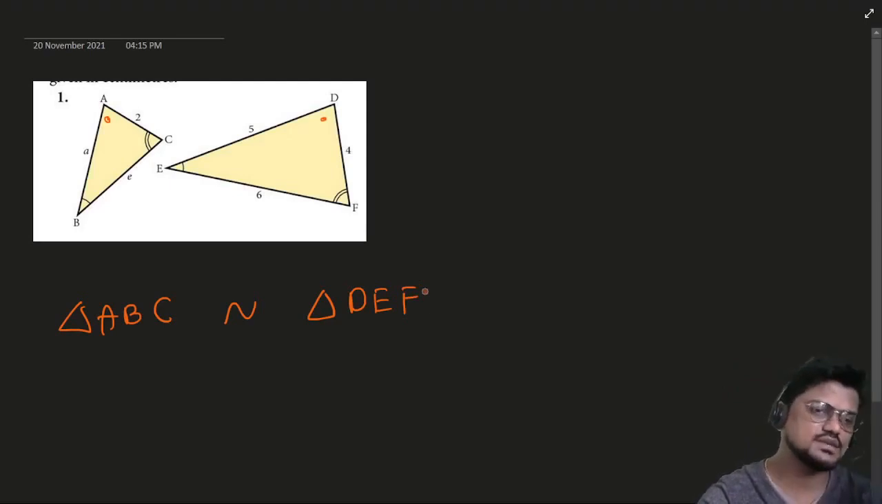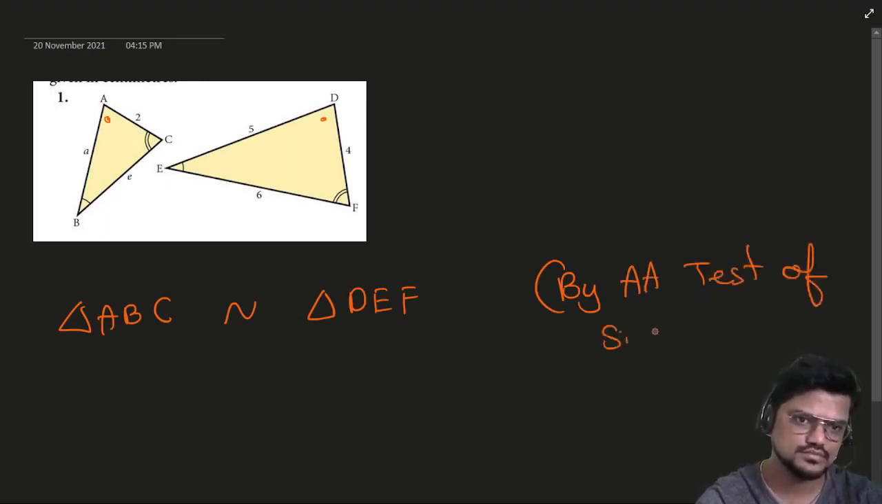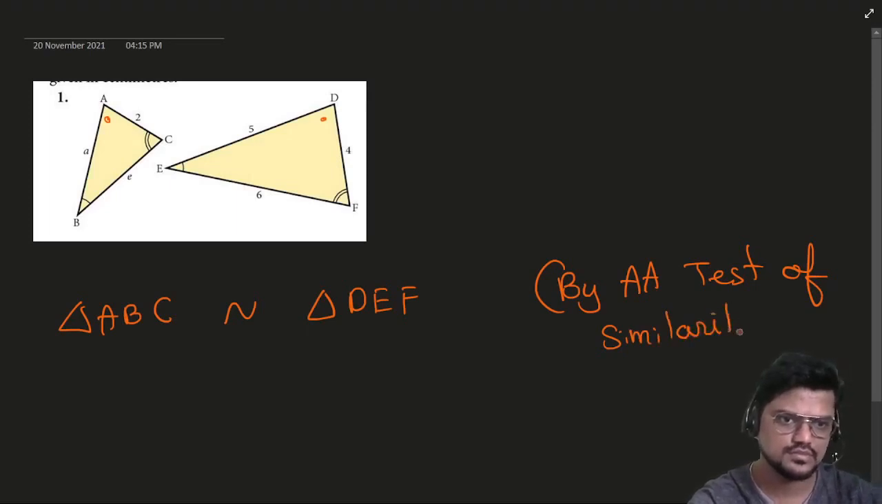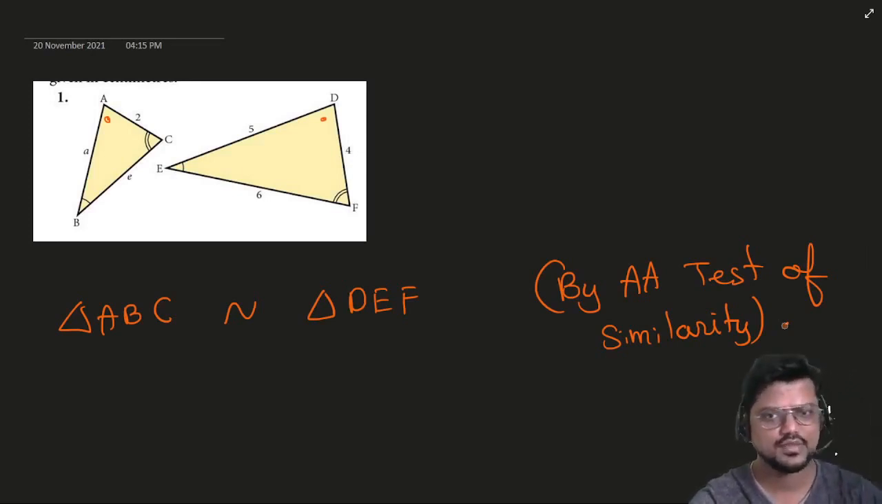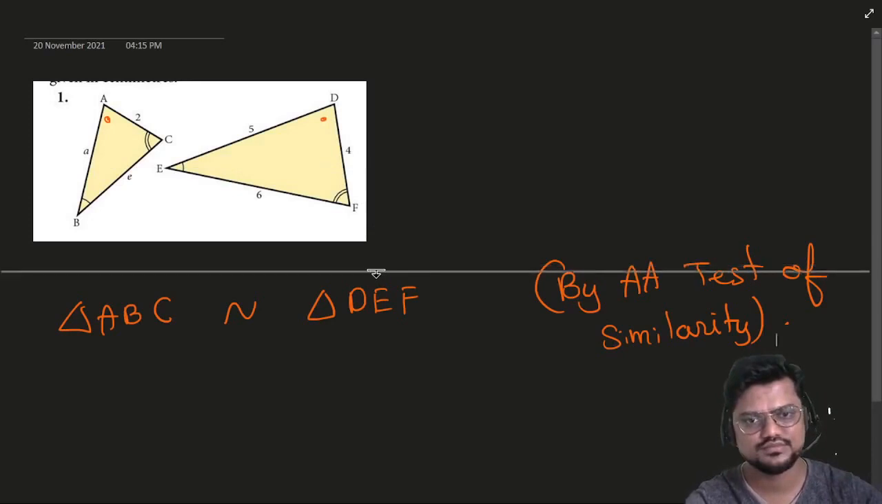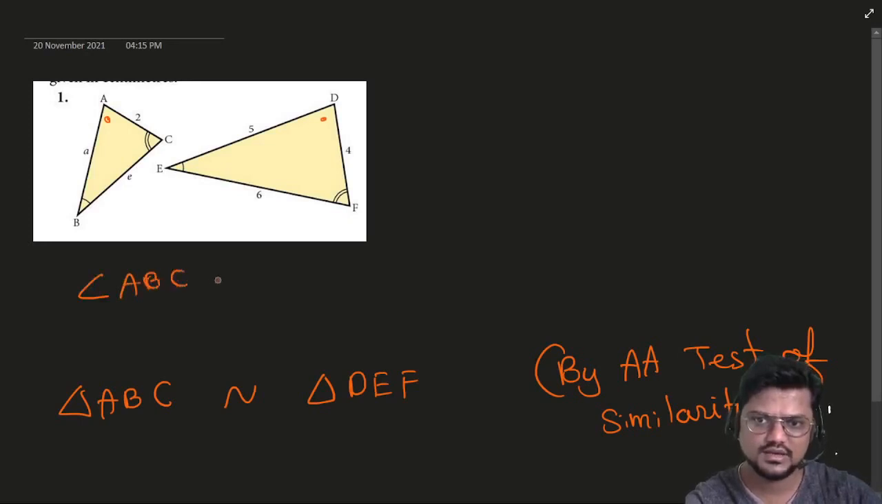The two triangles are similar by what? By the AA test of similarity, the angle test of similarity. Yeah, angle test. Why? Because if two angles are equal, we can say that the two triangles are similar. And which two angles were equal? If you want to write that also, you can write that. Angle ABC is equal to angle DEF.